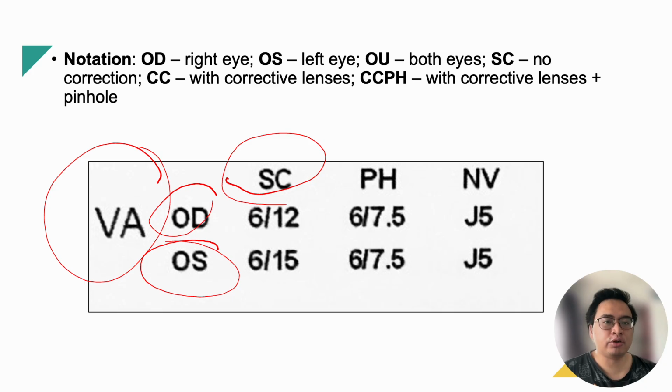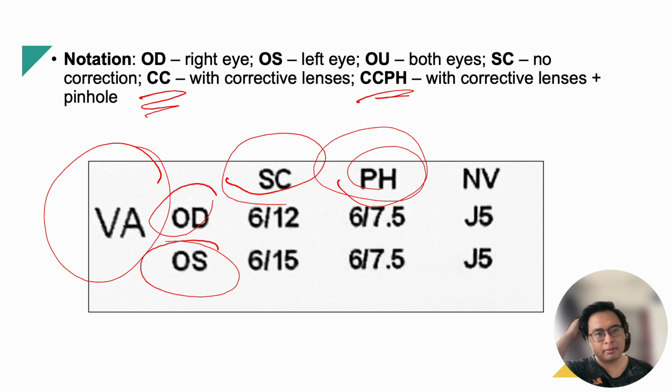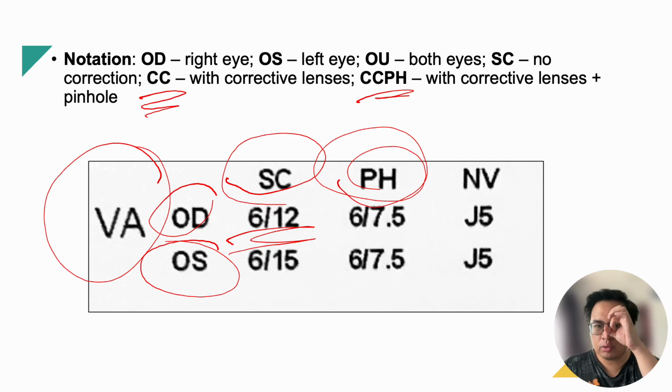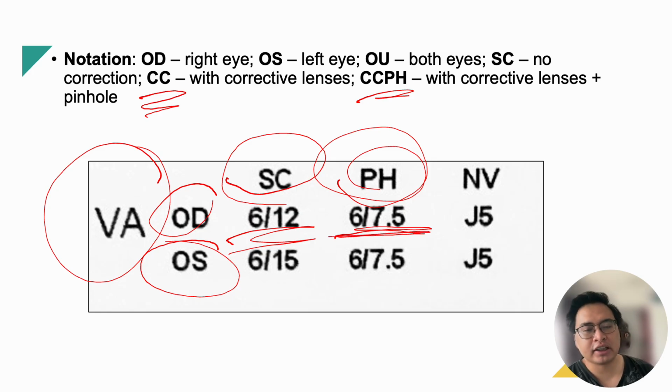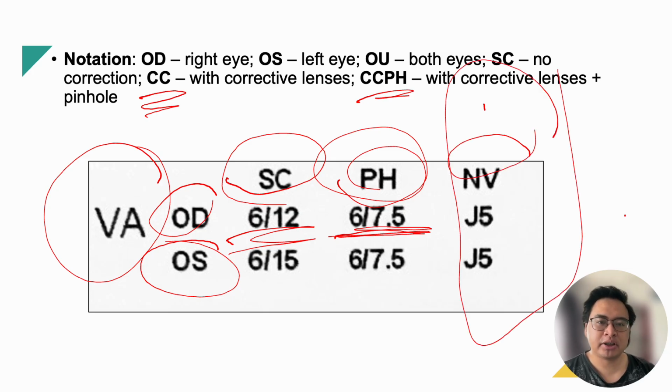Sometimes you could indicate there further CC, meaning with corrective lenses, and CCPH, or with corrective lenses and pinhole. So for example here, it means without eyeglasses, their vision is 6/12. But if the person sees through a pinhole, then it corrects up to 6/7.5. And there's another column here, and it stands for near vision. Near vision means that the patient can see up to the fifth line of the Jaeger chart. Later, we're going to see what the appearance of the Jaeger chart is.